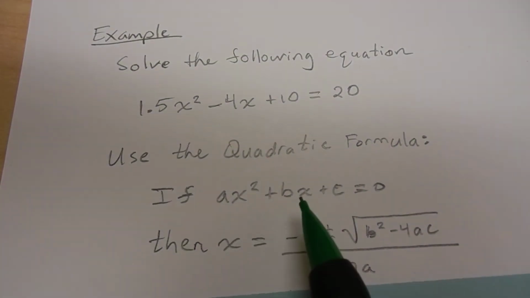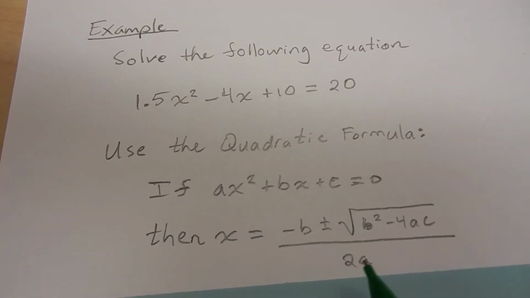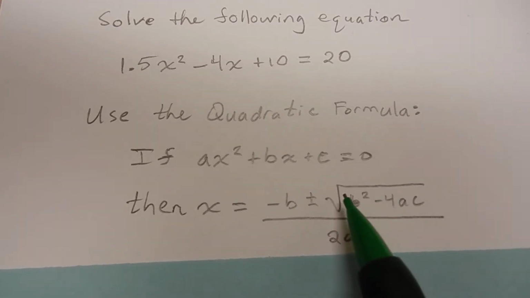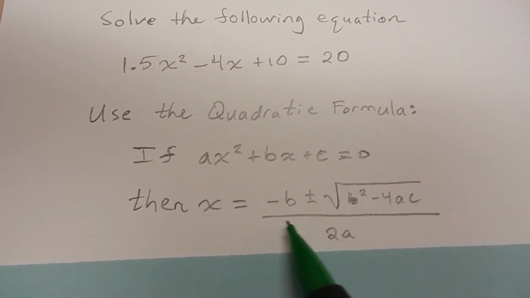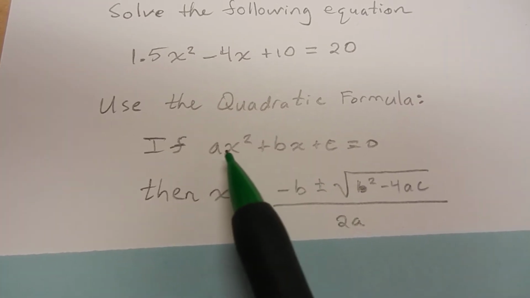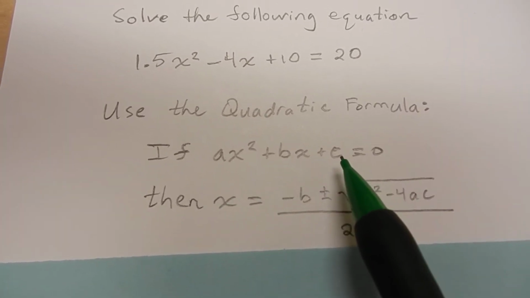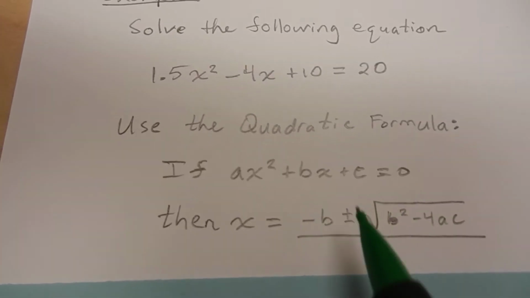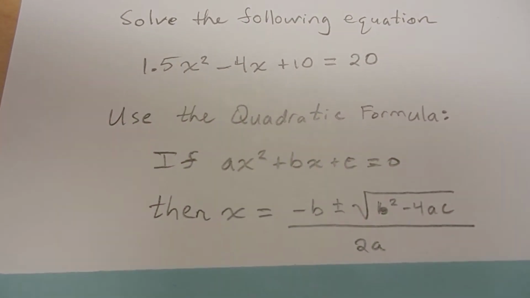the x value that solves this equation will equal this value here, negative b plus or minus the square root of b squared minus 4ac, all divided by 2a. So the idea is that the answers to this equation, if it's in this form, can be found by this, what I call conglomeration of the a, b, and c values.